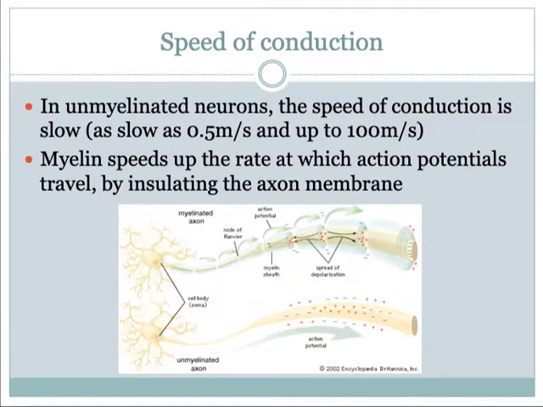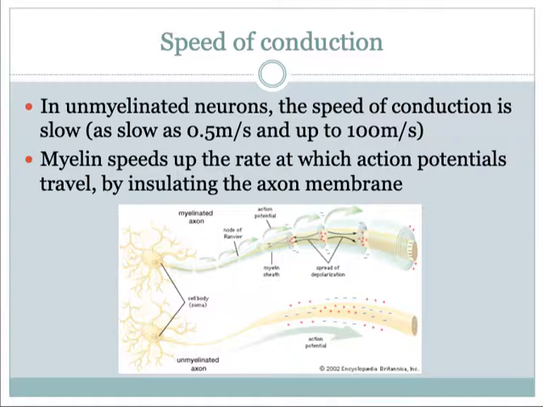Okay, so speed of conduction. In unmyelinated neurons, the speed of conduction is slow, being as slow as 0.5 meters per second in some cases. In a myelinated human neuron, action potentials travel at speeds of up to 100 meters per second. Myelin speeds up the rate at which action potentials travel by insulating that axon membrane.